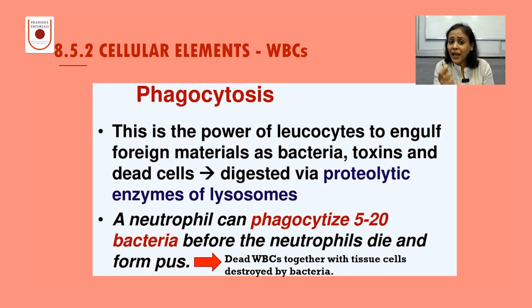Now, the neutrophil has a power to phagocytose 5 to 20 bacteria before it is itself dying. So your pus, the white fluid which comes out from your wounds, is made up of dead WBCs. Along with that, the destroyed bacteria are present.